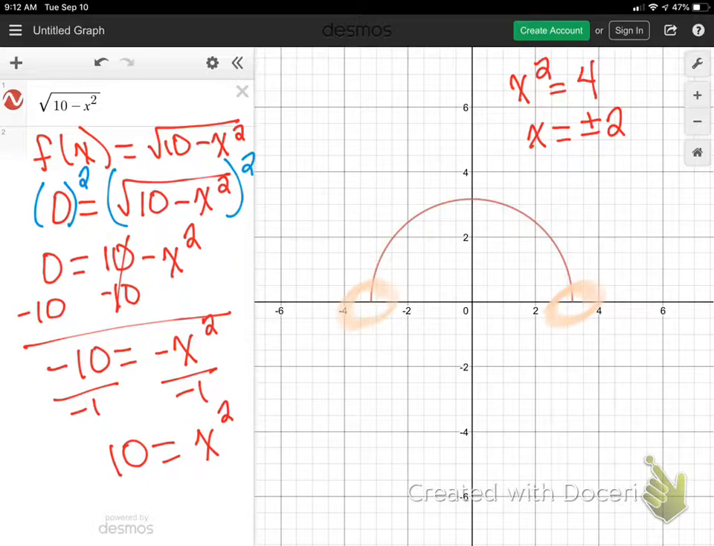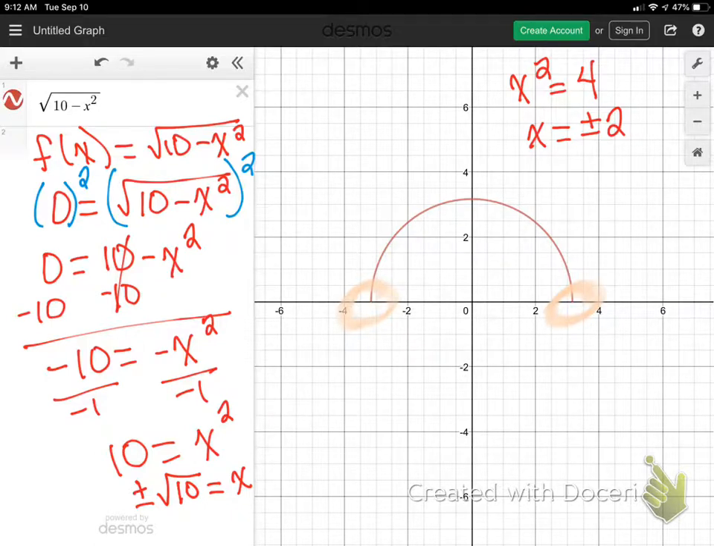So when I take the square root of 10 to find out what my x is, what do I have to put in front of it? Plus or minus. Okay? So here, this is minus the square root of 10, and this is plus the square root of 10. That's where my graph hits the x-axis.